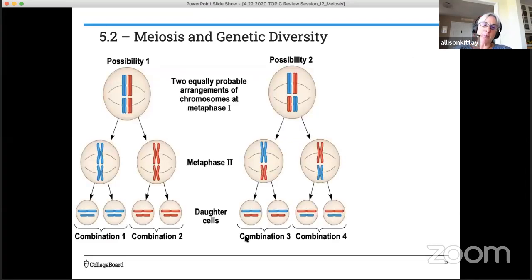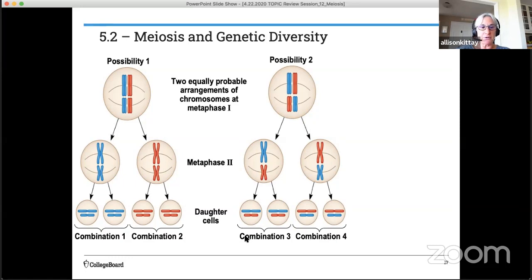So here's the possibilities of how these chromosomes can line up. If you look at possibility 1, again, I can call out these colors. We've got two homologous pairs. If we say the blue ones are paternal and the red ones are maternal, we've got two different sets of chromosomes, so they can line up in one of two ways.